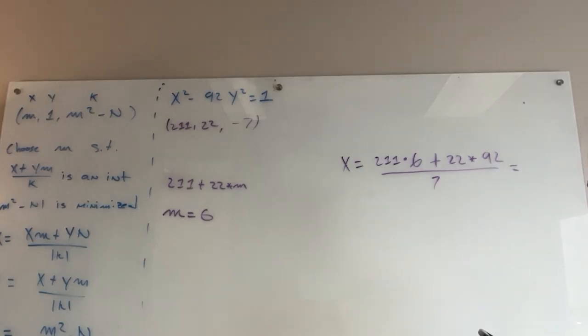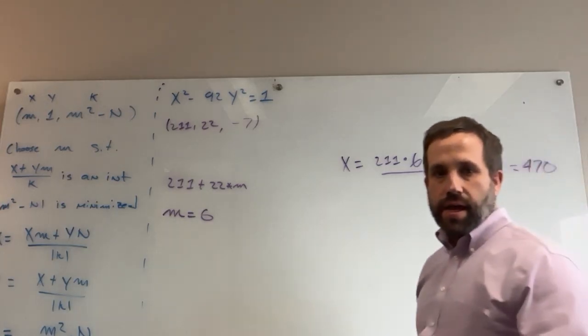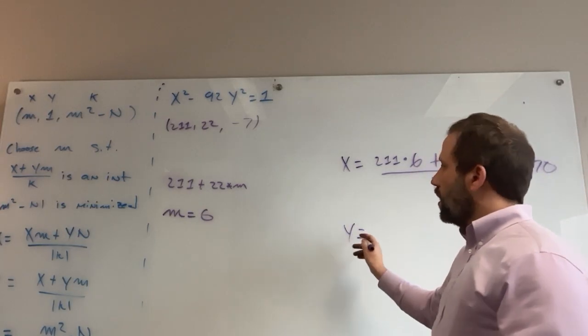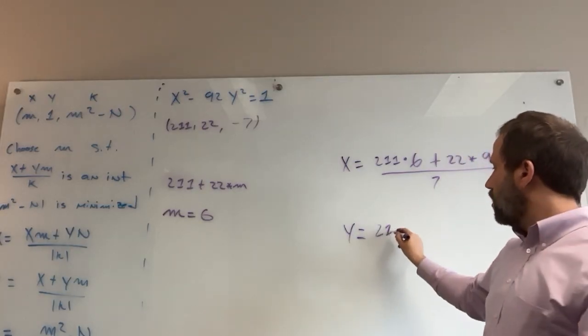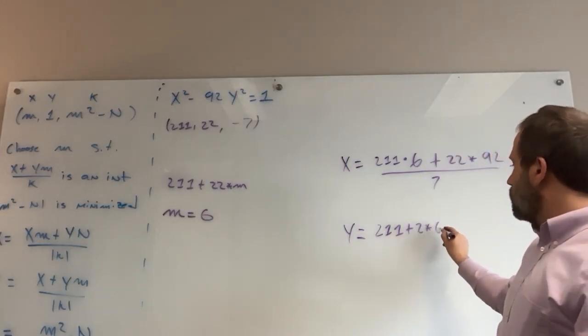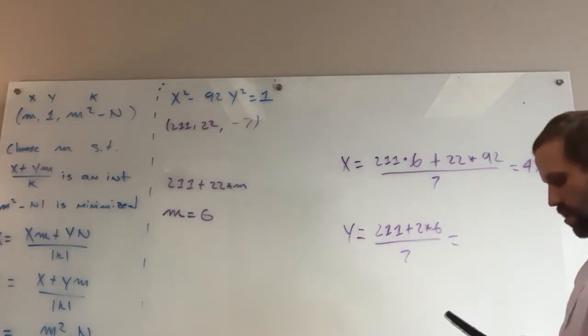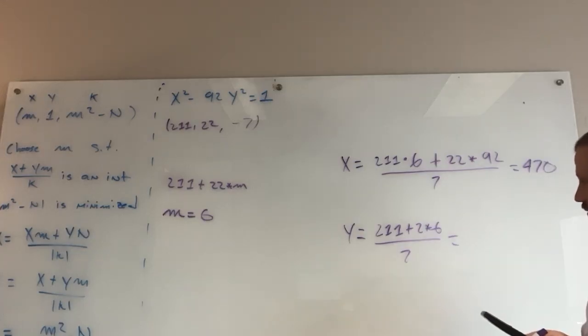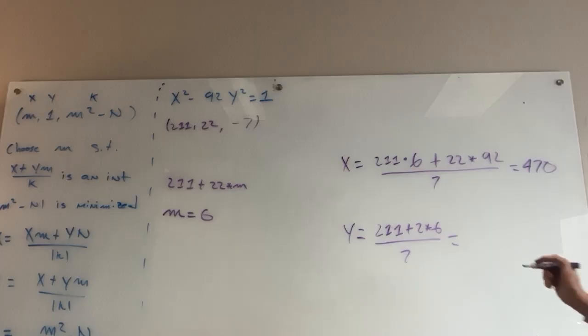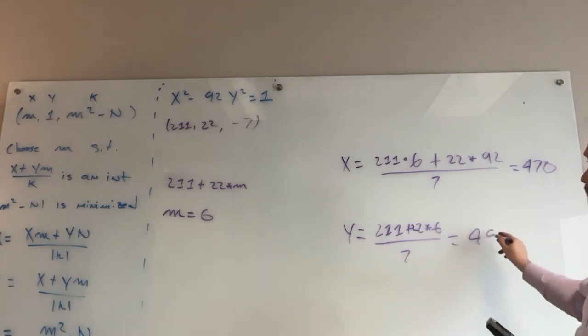Okay, so we're going to have 211 times 6 plus 22 times 92. And then we're going to divide this by 7 to get 470. That's our new x value. Our new y value is going to be equal to 211 plus 22 times 6 divided by 7, which is 49. So y is equal to 49.